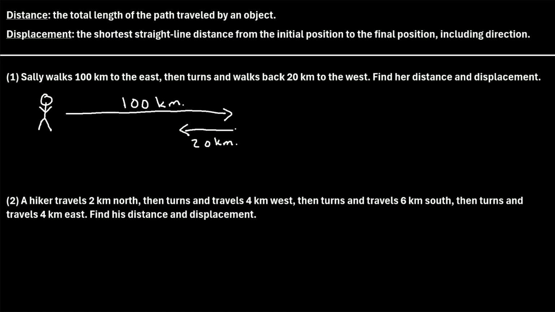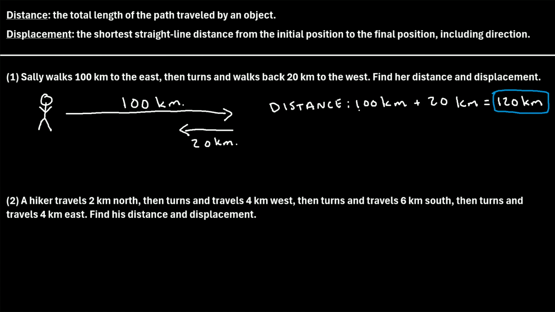So her distance is simply going to be the sum of the length of the path that she traveled. So that would just be 100 plus another 20. So her distance is going to be 100 kilometers plus 20 kilometers. So let's write that down. So when we add 100 kilometers plus 20 kilometers, that turns out to be 120 kilometers.